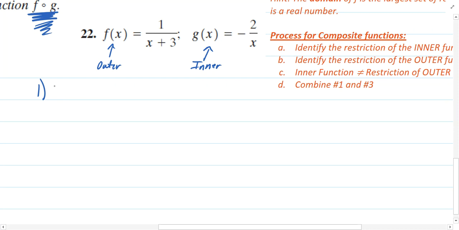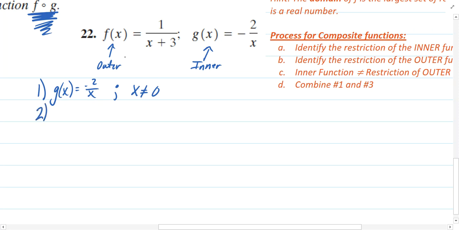So as far as our inner function goes, we don't want negative 2 over x to be undefined. So what numbers would make this undefined? Well, as we've seen before, the fraction in this case can't have a denominator equal to 0, so we don't want to let x be 0. So we're going to say our restriction is that x is not allowed to be 0.